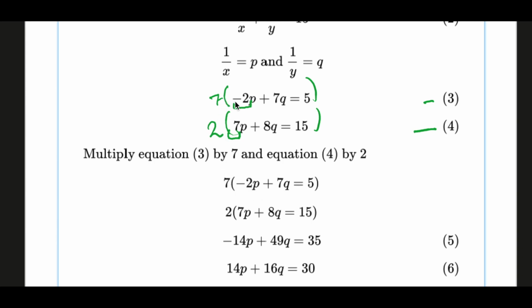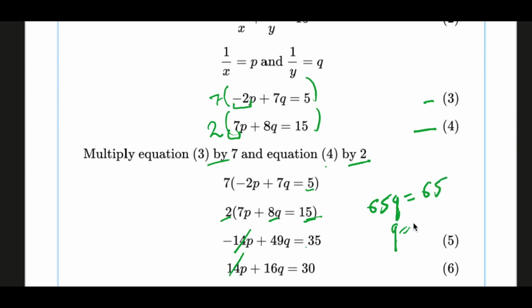So let us multiply our equation 3 by 7 and equation 4 by 2. So it is 7 times (-2p + 7q = 5) and 2 times (7p + 8q = 15). So this gives us -14p + 49q = 35 and 14p + 16q = 30. Now when you add these two, this 14p and 14p will get cancelled. 49q + 16q will give us 65q, and this will be also equal to 35 + 30, that is 65.